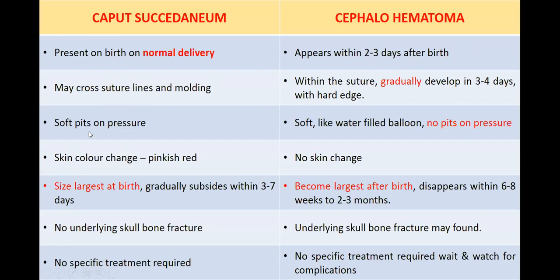Caput appears soft with pitting on pressure. Cephalohematoma is soft like a water-filled volume. Sometimes it's tender, but no pitting on pressure. In caput, the skin color changes to pinkish red. There is no color change in hematoma. In caput, the size is largest at birth and gradually subsides within 3 to 7 days. But cephalohematoma becomes largest after birth and disappears within 6 to 8 weeks, or requires 2 to 3 months as per volume.